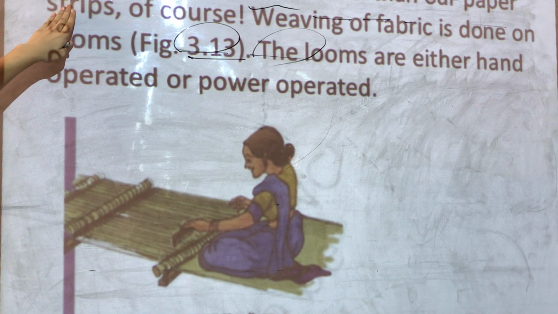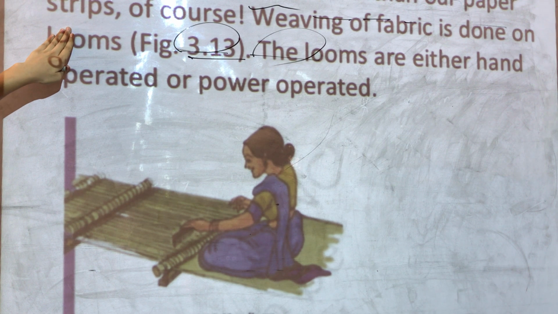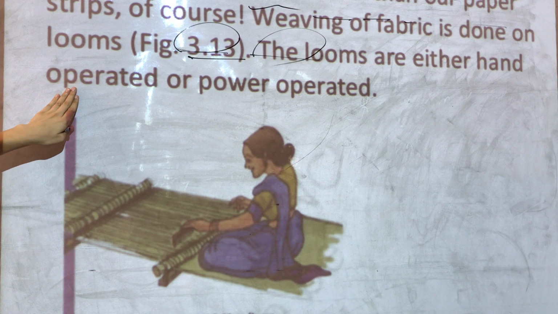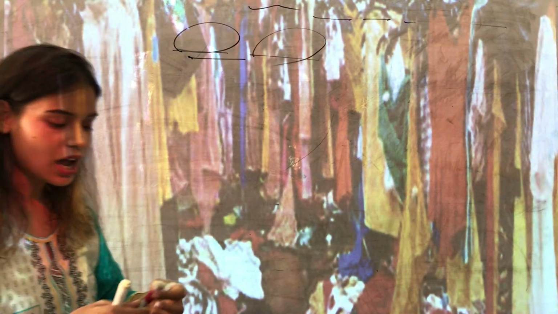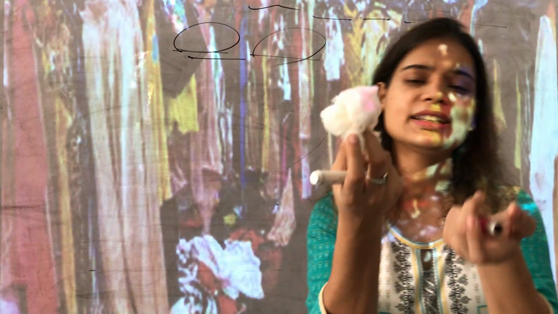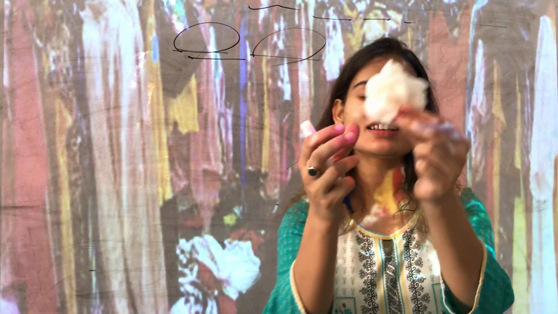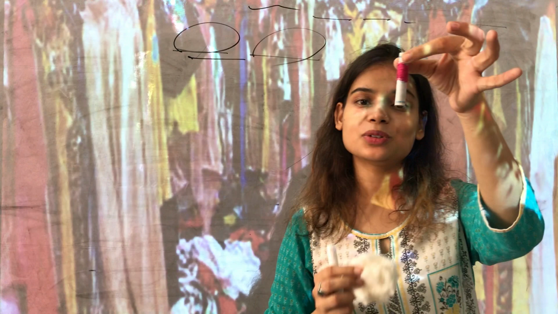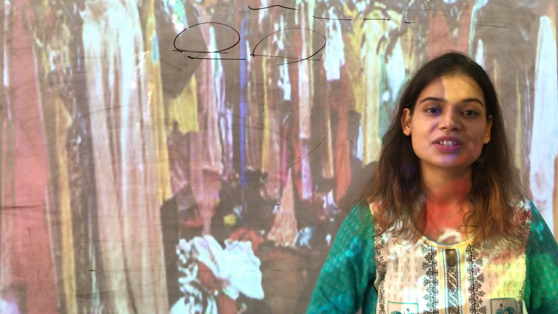The yarns are much thinner than our paper strips. Of course, weaving of fabric is done on looms. The looms are either hand operated or power operated. So children, I hope you understood this chapter. I hope you understood how this cotton wool, this small snow-like thing, can be converted into this piece of kurta. So this is a cloth, this is a flower-like thing. This converts into this thread, and this thread converts into this kurta.